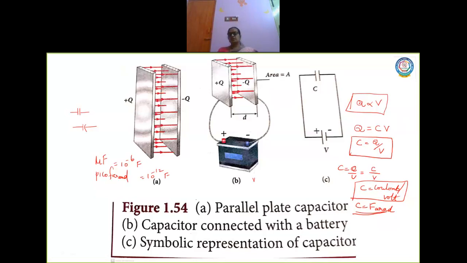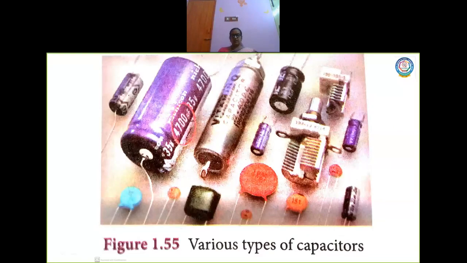So, this is about the introduction of capacitors. Now look at this. These are the various types of capacitors. Hope you would have seen all these things.